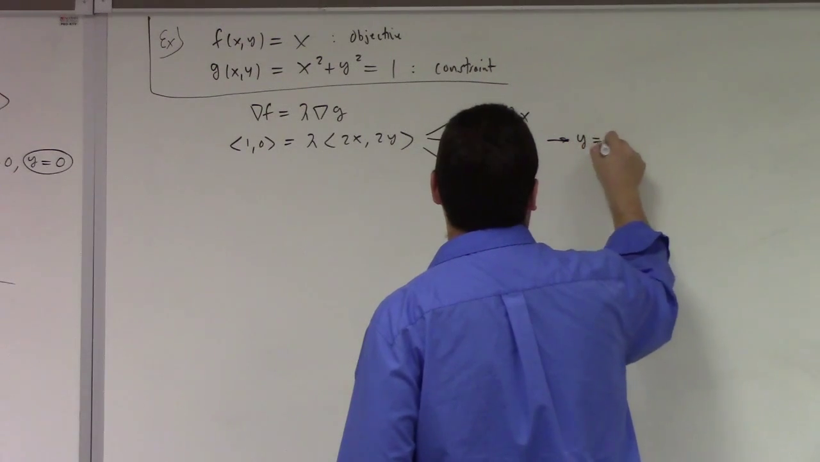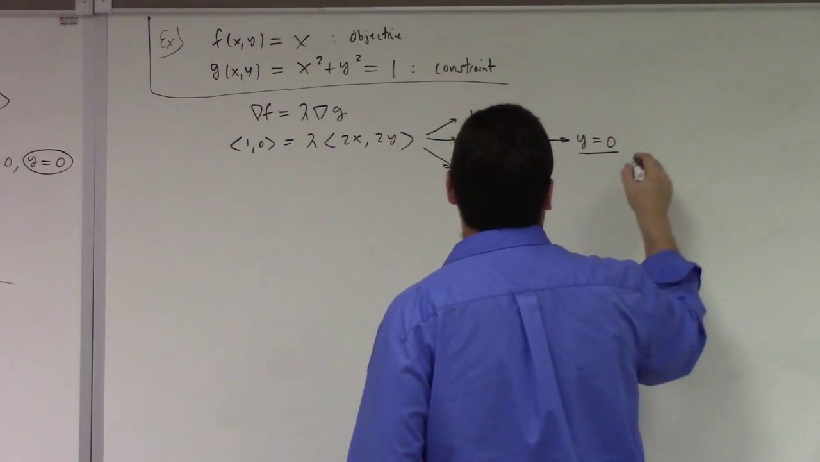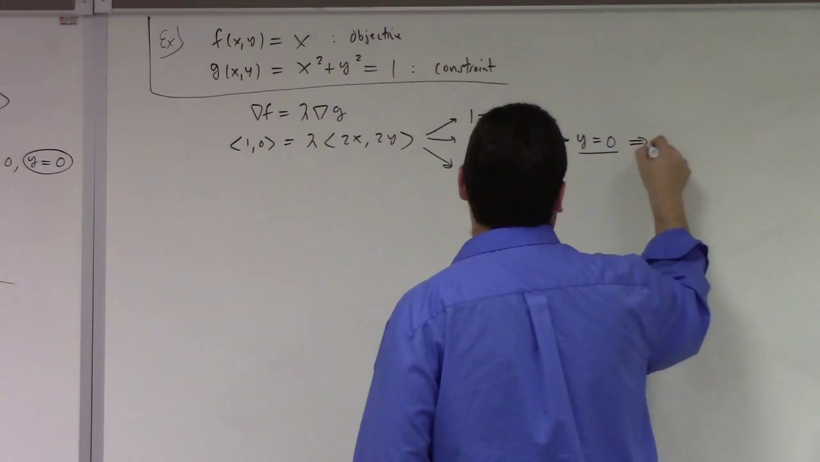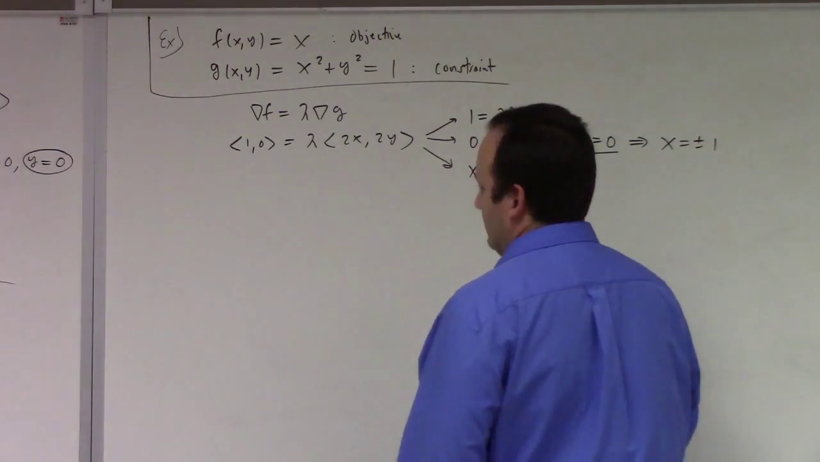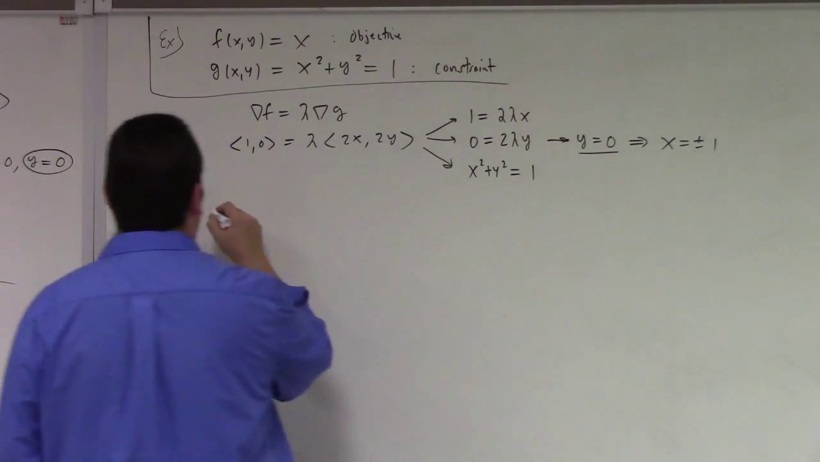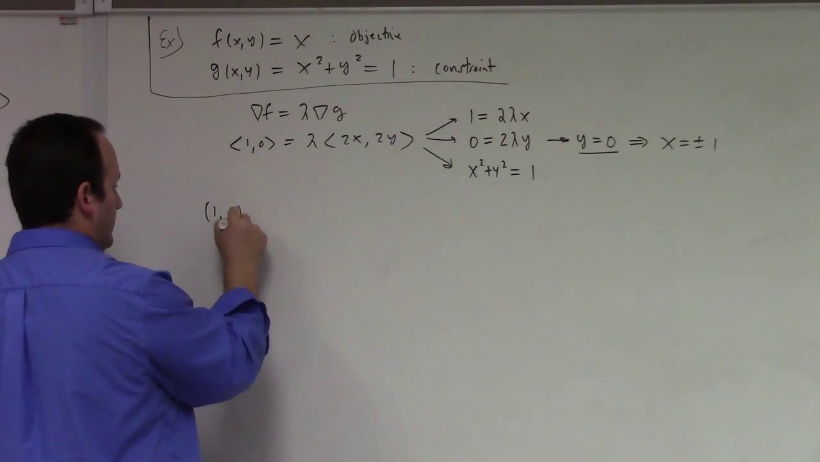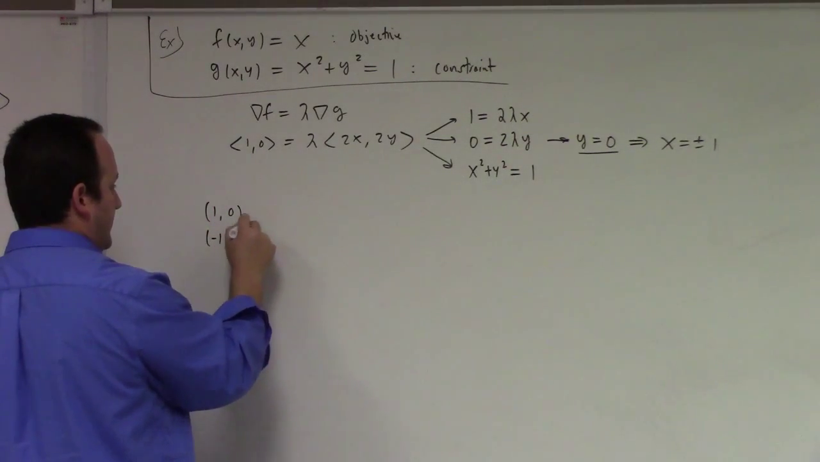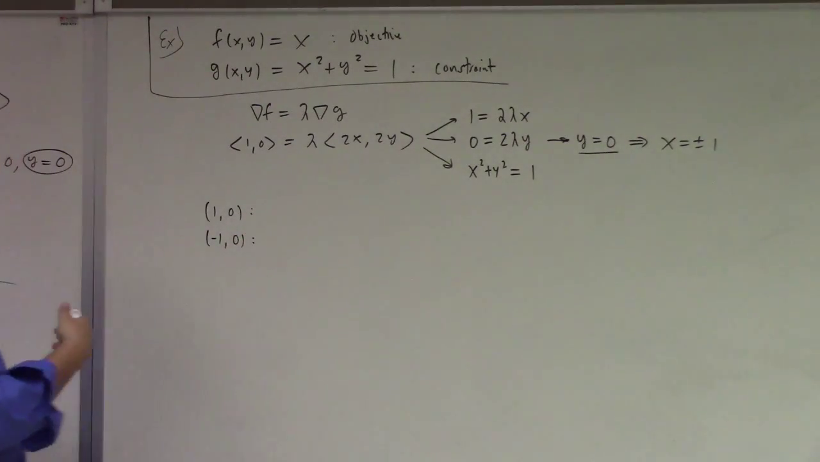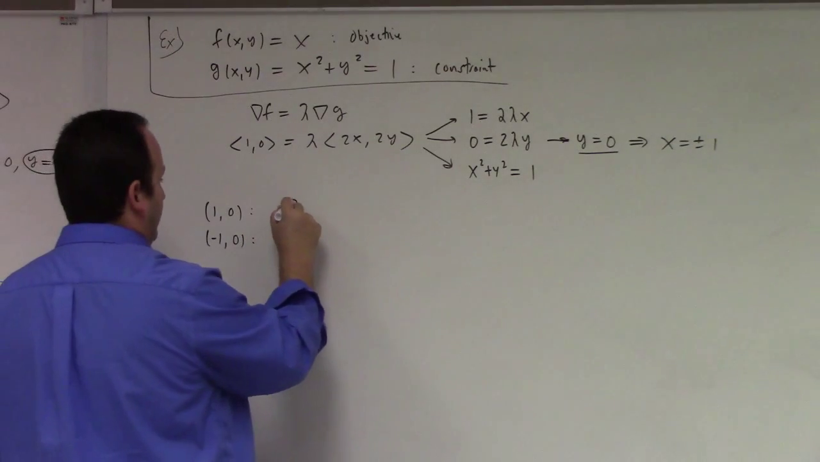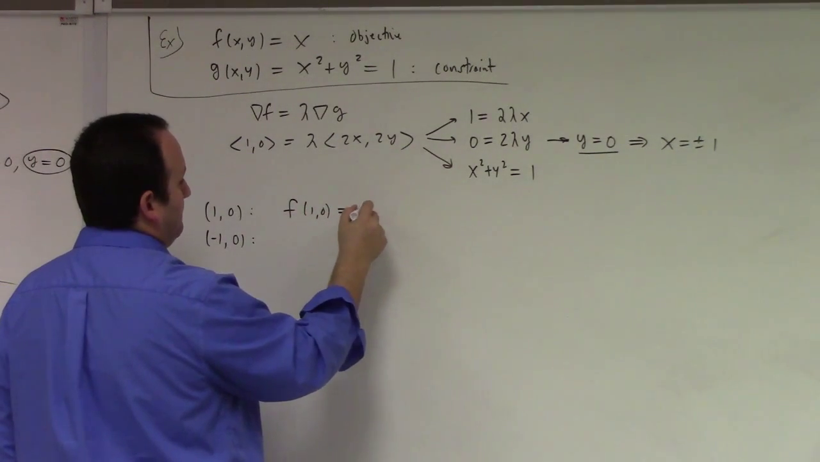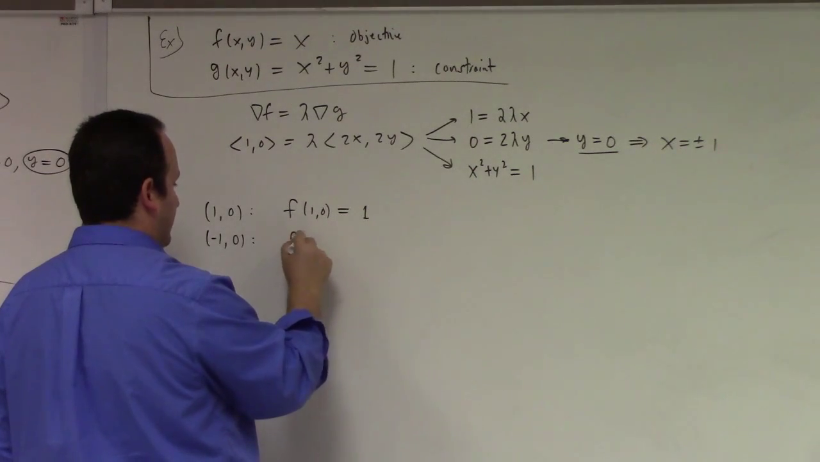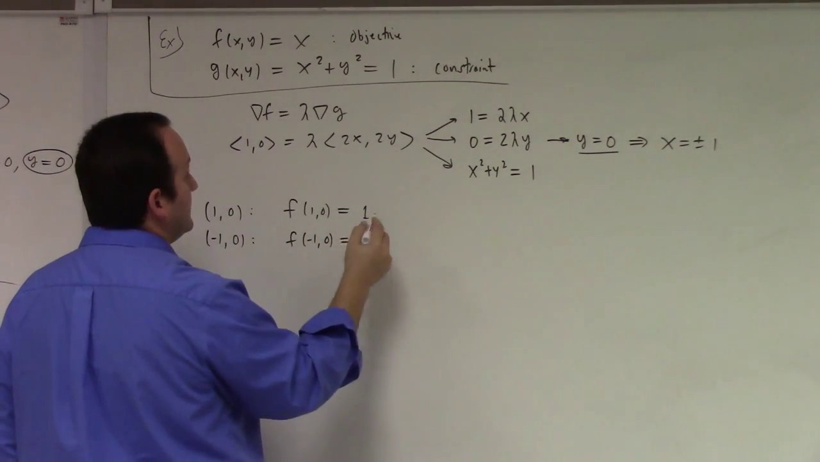You said y equals 0. Again, lambda can't be 0. So y equals 0, which then implies x equals what? So the points that the analysis found for us are (1, 0) and (minus 1, 0). What happens when we feed these to f? f of (1, 0) is 1. f of (minus 1, 0) is minus 1.